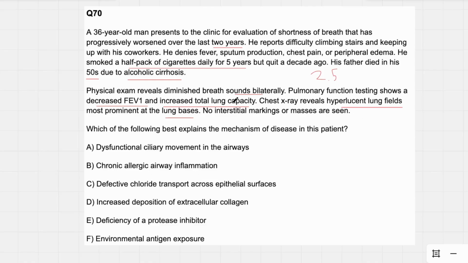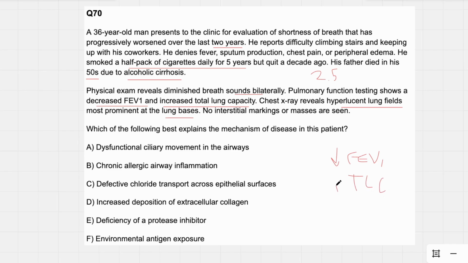So let's start with what type of lung disease it is. Pulmonary function tests are great at helping you figure out the type of lung disease. So if we have decreased FEV1, does that help us eliminate either obstructive or restrictive lung disease? No, probably not, because they both have decreased FEV1. Obstructive just has much more decreased FEV1. What about increased total lung capacity? I think this one is a little more indicative.